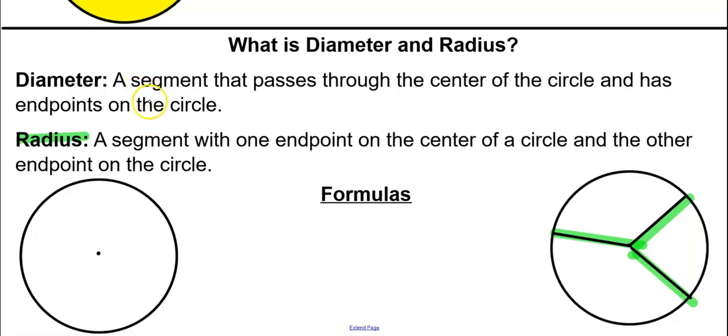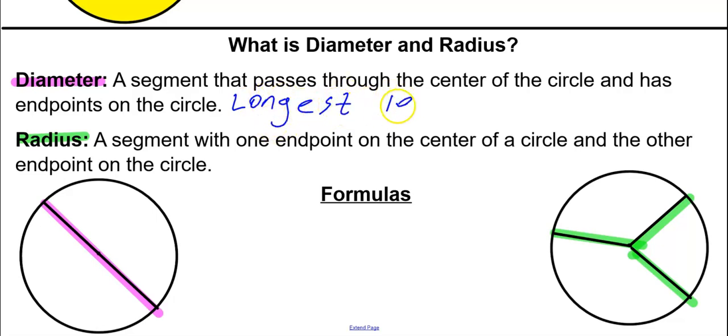Now, a circle has another segment in it that's very important, it's called a diameter. A diameter is a segment that passes through the center of the circle and has endpoints on the circle. So if I draw in this segment right there, that segment is called a diameter. It is the longest length across the circle. So the longest length across a circle is called the diameter.